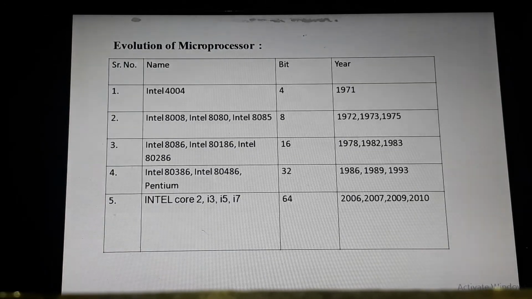Now the evolution of the microprocessor. The first microprocessor evolved was a 4-bit microprocessor, the 4004, which was designed in the year 1971. The second were 8-bit processors, that is 8008, 8080 and 8085, in the years 1972, 73 and 75. The third was the 16-bit processor, designed by Intel between 1978 and 83, that was the 8086, which we are studying in our subject. The second 16-bit microprocessors were the 80186 and 80286. Now there are a number of processors in the market, that are 64-bit, 128-bit and 256-bit and so on.